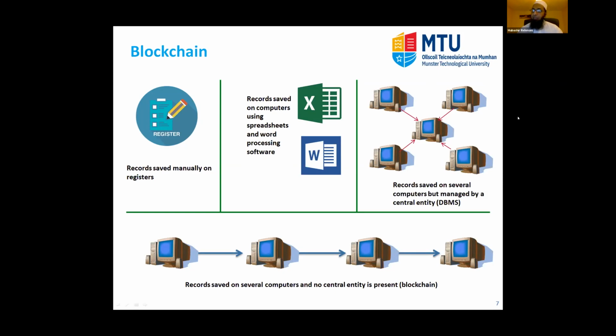So we are here at this stage where a database is basically managing all these records, ledgers over the computer network. Now, the feature of this computer network is that there is a central entity which manages this whole record or ledger. Now, when we move towards removing this centralized computer from the center as a central entity, then we can have a network like this, where records are saved on several computers, but there will be no central entity to manage it.